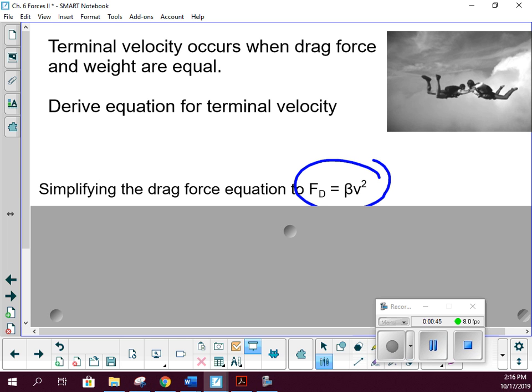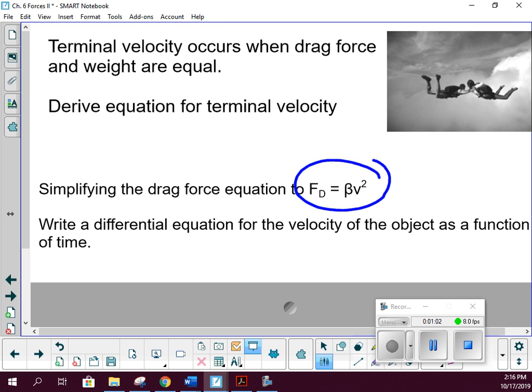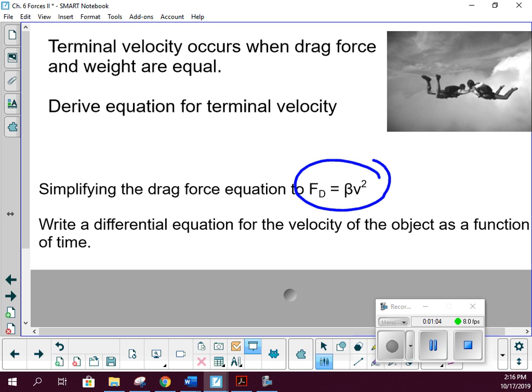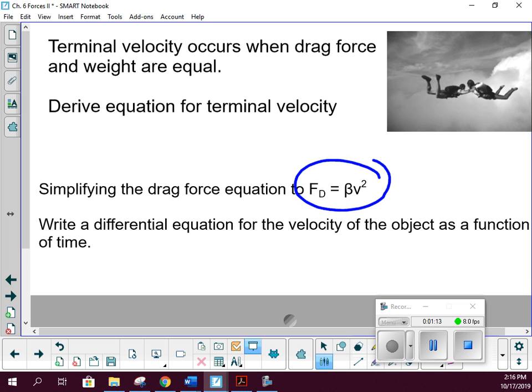One of the questions you're going to be asked frequently on your AP test, you'll see at least one of them, if not more, is to write a differential equation. And when you write the differential equation, the wording is going to give you a clue on how to solve the problem. So this is some example wording that you will see. It will ask you to write a differential equation for the velocity of an object as a function of time.